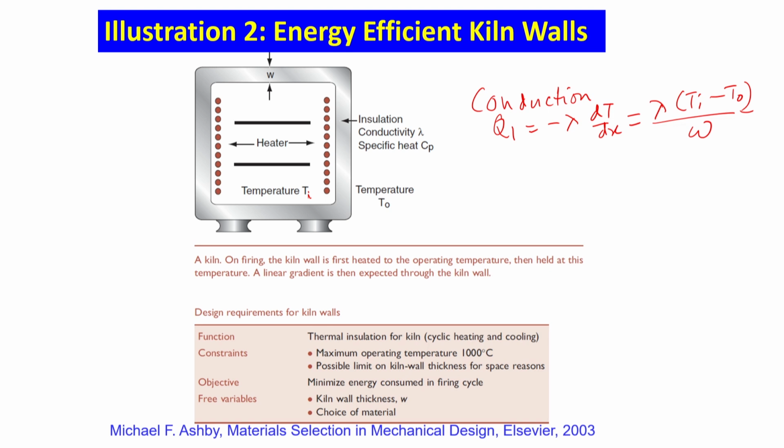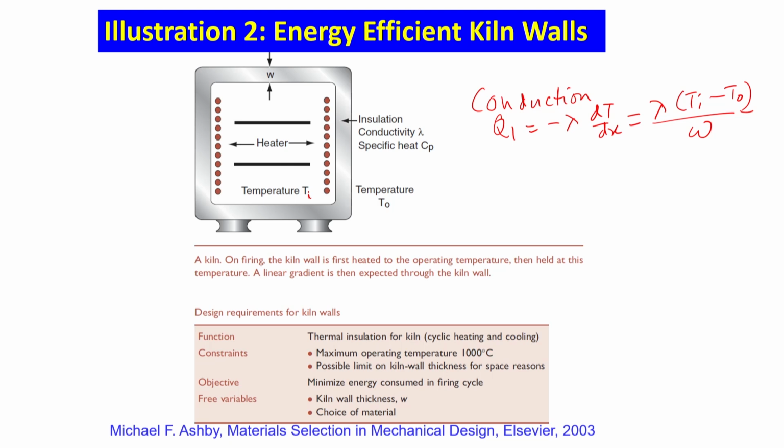So, you can reduce the Q1 value by making the wall thicker. If you increase W to a higher value, Q1 will be reduced. You can also reduce the heat loss simply by changing lambda, the thermal conductivity. That means by changing the material you can reduce Q1, and also you can reduce Q1 by increasing W. Am I clear?